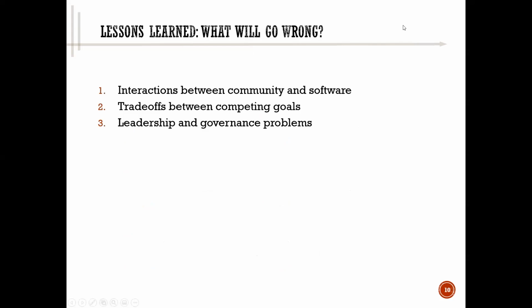then let's go on. So what will go wrong? When I started at CIG, I tried to come up with a short list of things that could go wrong or that have gone wrong in projects that I have seen. And they generally fall into three different categories. The first one would be interactions between the community and the software, trade-offs between competing goals within the software project, or leadership and governance problems.